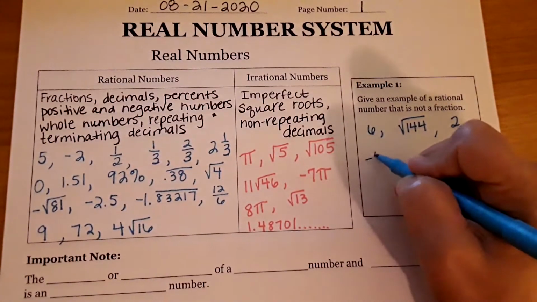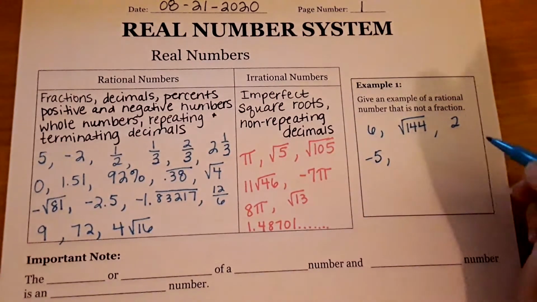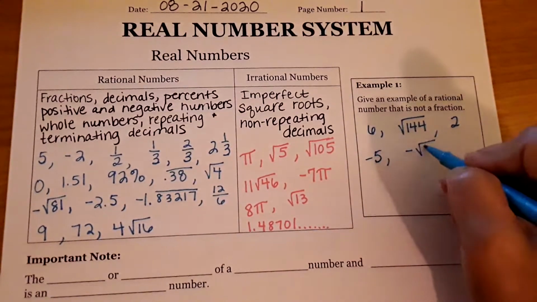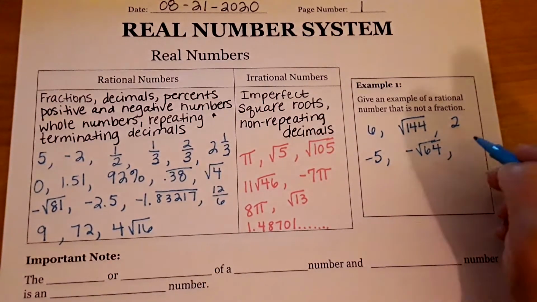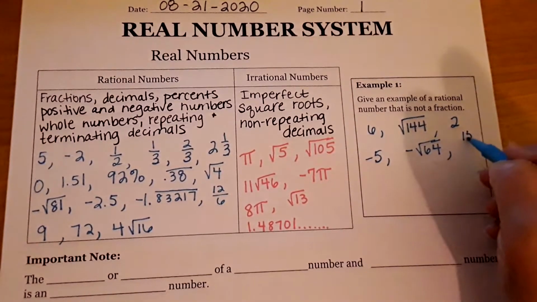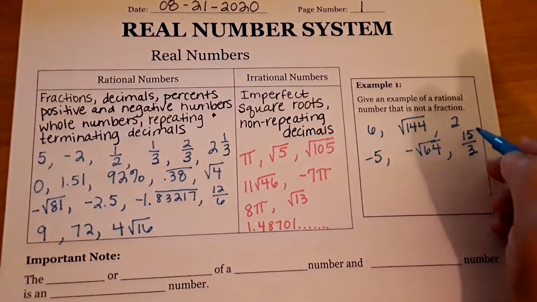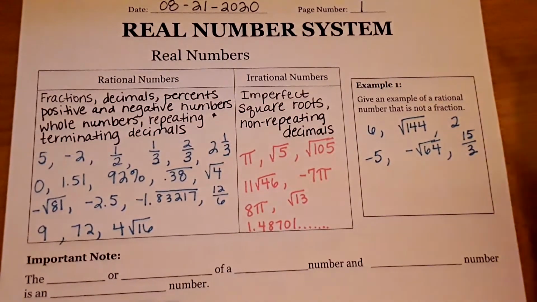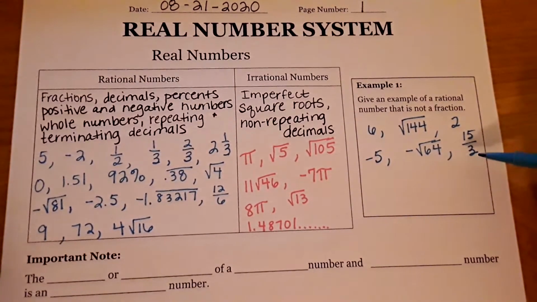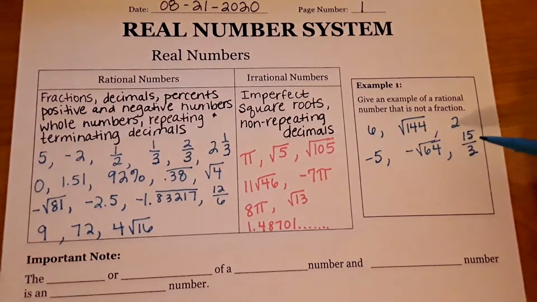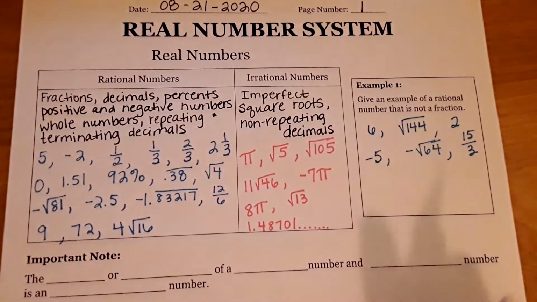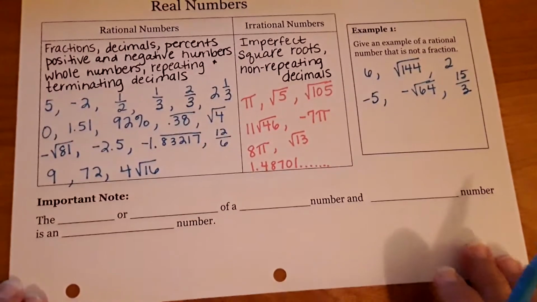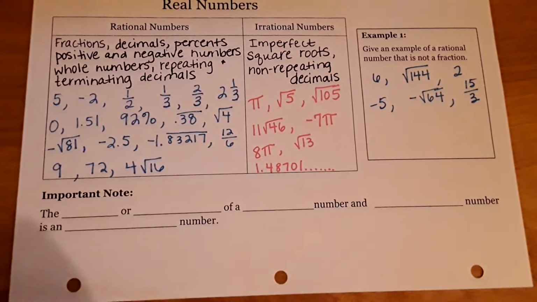We could do -5. We could do negative square root of 64. We could do 15 over 3, because 15 over 3 gives you 5. So even though it looks like a fraction, it's still a rational number that's not a fraction, because 15 divided by 3 would be 5. Those are the type of things I'm talking about. Okay, so we're going to move down here.